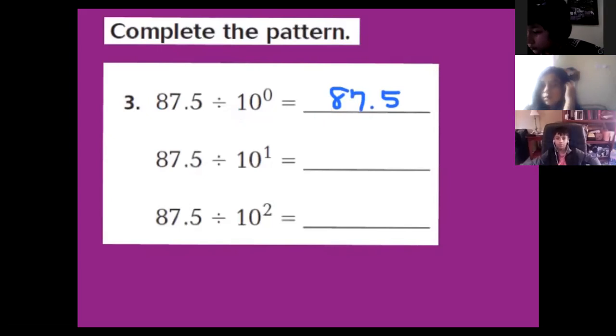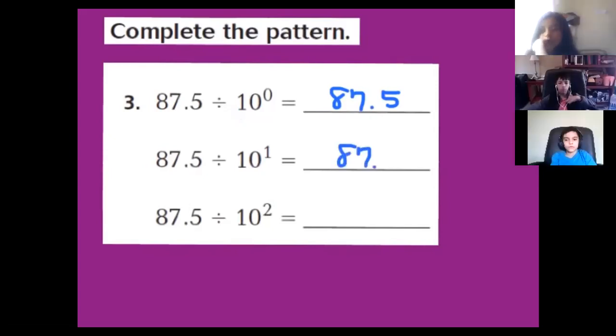Now, take a look at the second part in this problem. We have 87 and 5/10 divided by the first power of 10. Well, what I know is this time my exponent is a 1. So what I'm going to do is write down my 87 and 5/10. And because my exponent is a 1, that means I'm going to need to move my decimal 1 place to the left. So we're now going to move the decimal 1 place to the left. So our answer now turns out to be 8 and 75 hundredths.